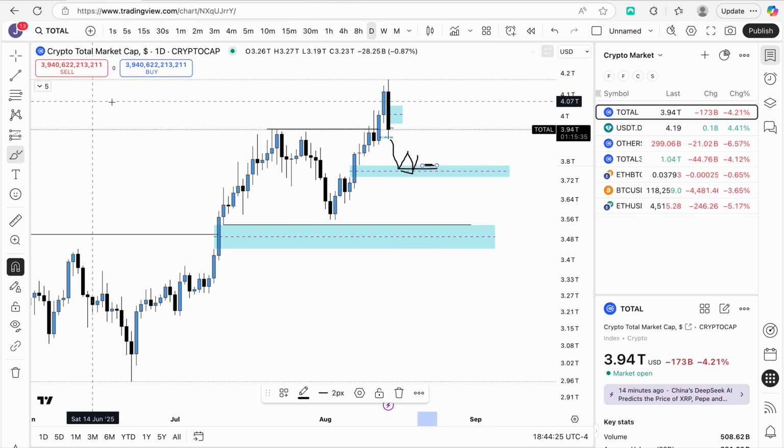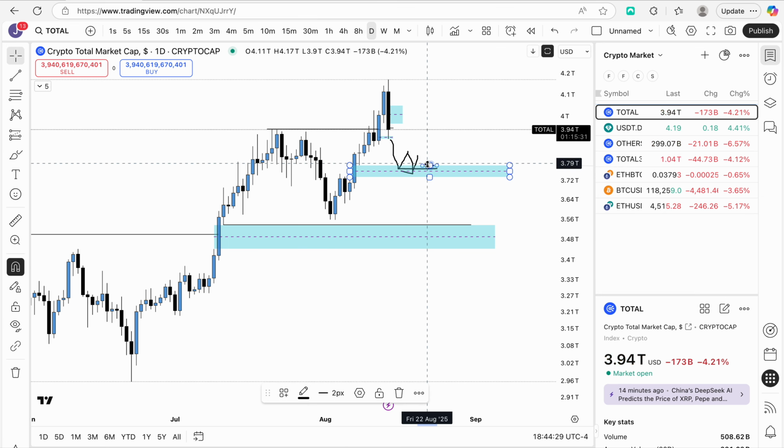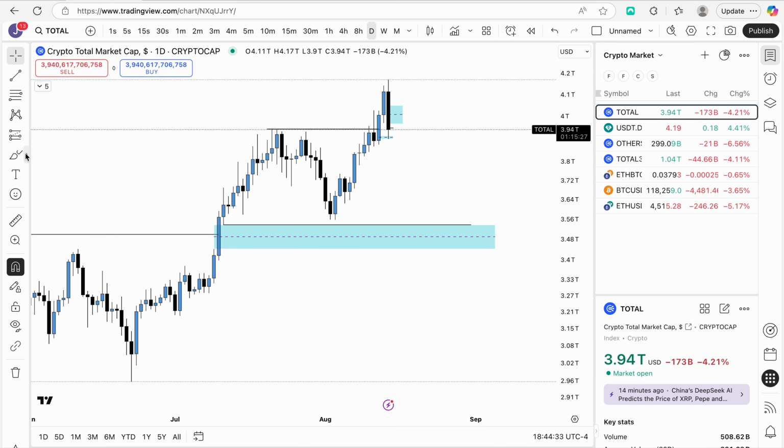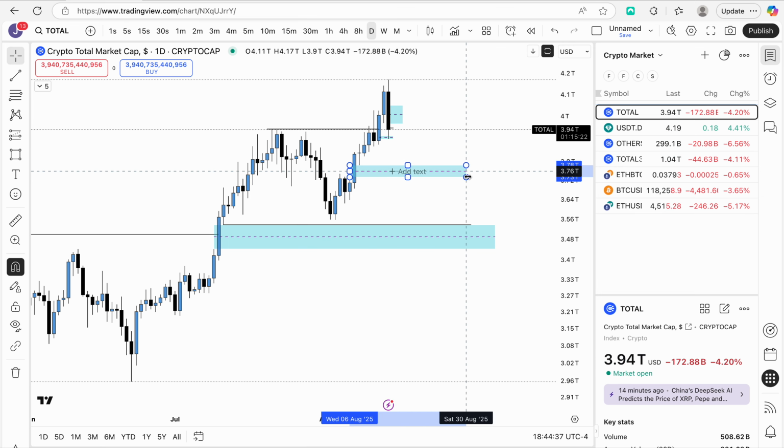Even though this is a bit of a scary pullback right now, I understand that, but, you know, that's how it goes. Not everything can be right all the time. Not everything goes straight up. Like, market corrections are healthy.